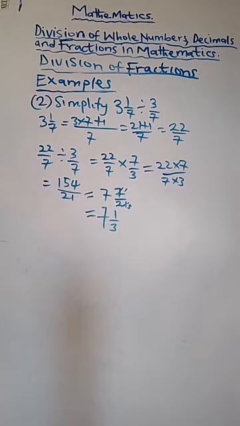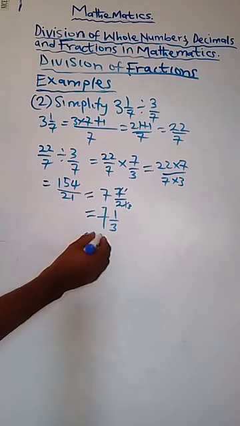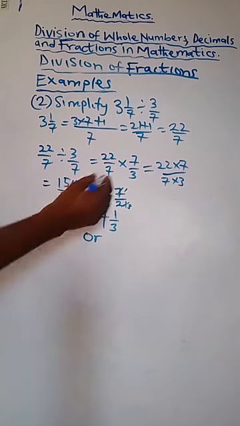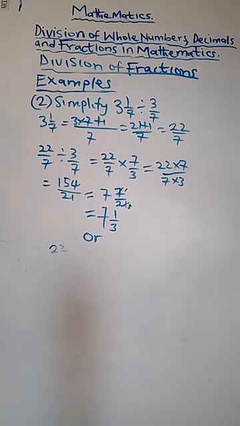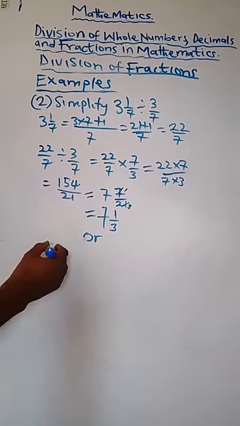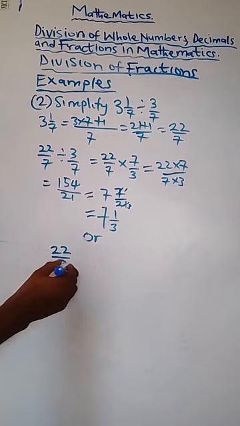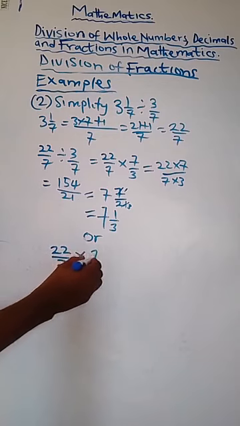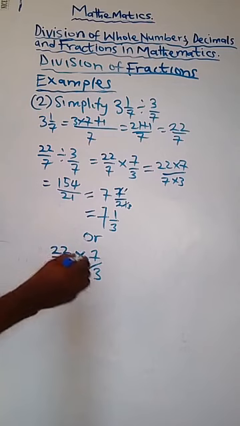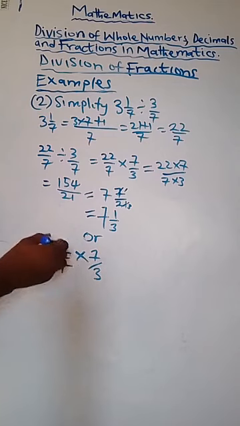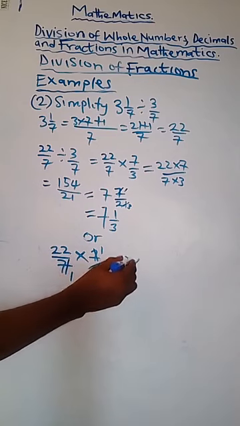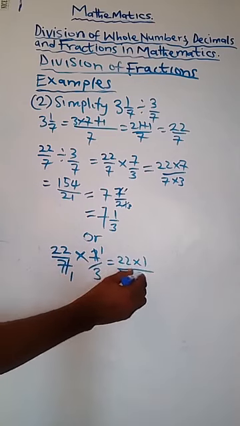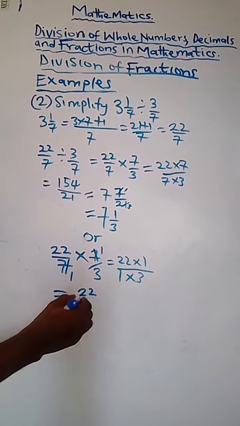And you can also take a short way after you have arrived at this level by saying 22 over 7 times 7 over 3. Like I said the other time, going like this is division, going like this is division. So you can say 7 here 1, 7 here 1. So what do you have? 22 times 1 over 1 times 3. So this is now 22 over 3.